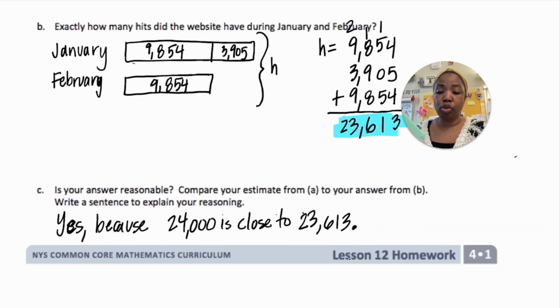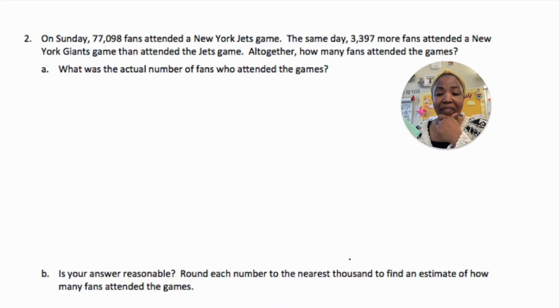Let's move on to number 2. On Sunday, 77,098 fans attended the New York Jets game. On the same day, 3,397 more fans attended a New York Giants game than attended the Jets game. Altogether, how many fans attended the games? So, the first question asks, what is the actual number of fans who attended the games?